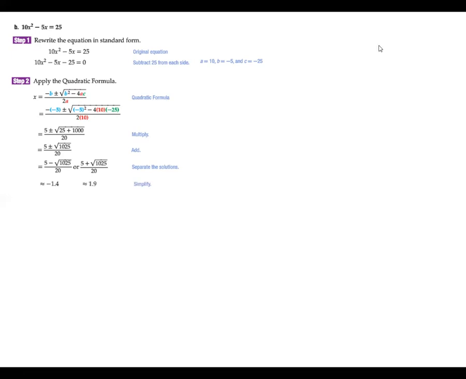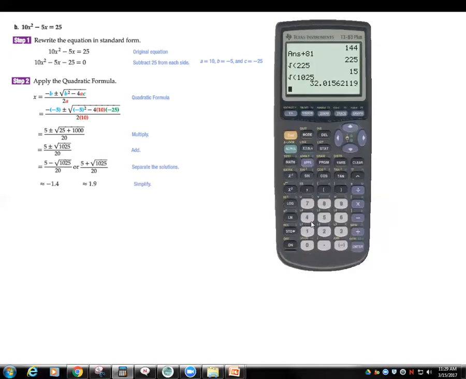And then what you have to do is do the numerator first. So 5 minus second square root of 1025. Figure that out and then divide that by 20. And you get negative 1.35078, blah, blah, blah. It said round to the nearest tenth, which is where the 3 is, and the 5 would make it round up to a 4. So it's negative 1.4.